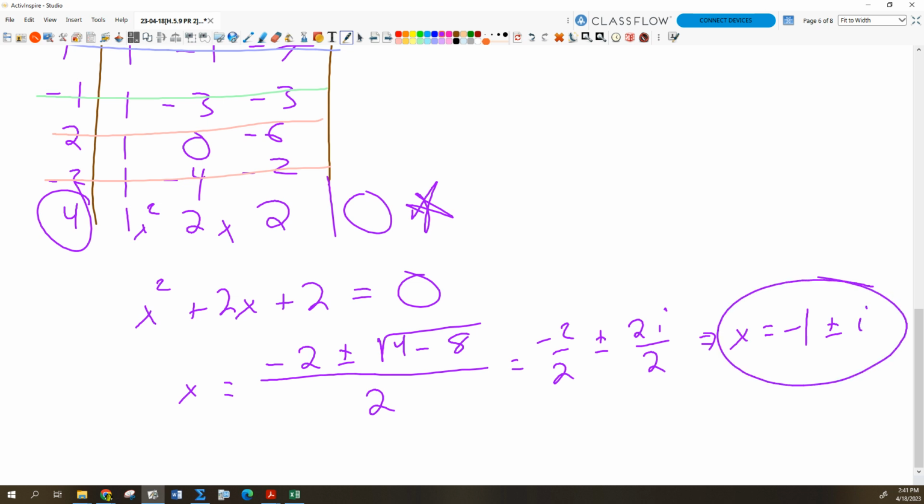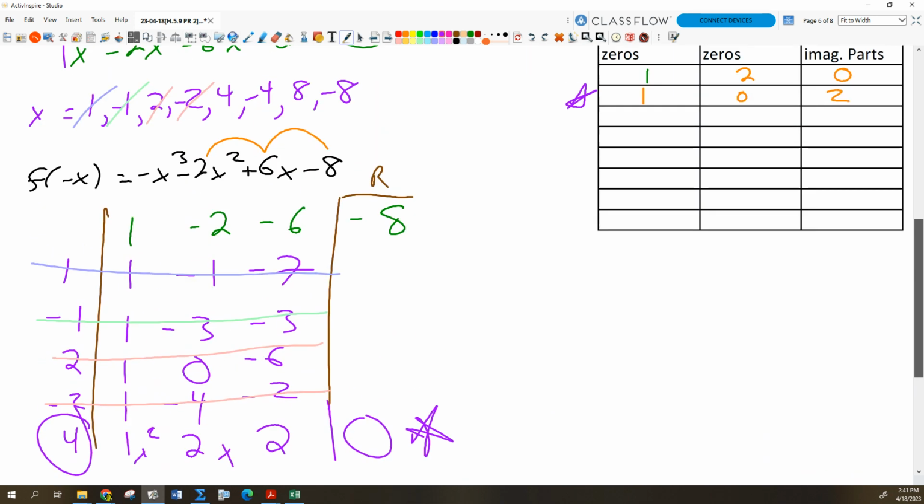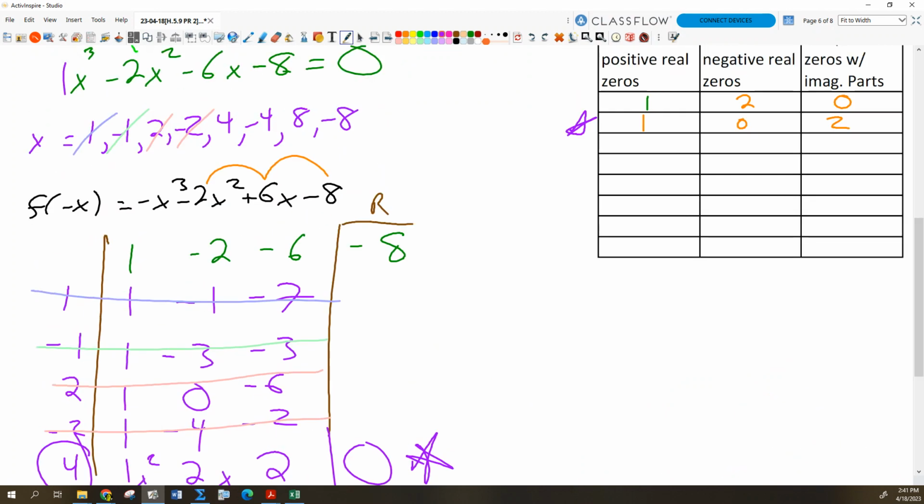So we got them all, right? And which one was it? It was this guy right here, wasn't it? We found one positive zero at 4 and two imaginary out of our cubic that we were solving. Okay, how are we doing? Is that moving up the ladder? You getting this?